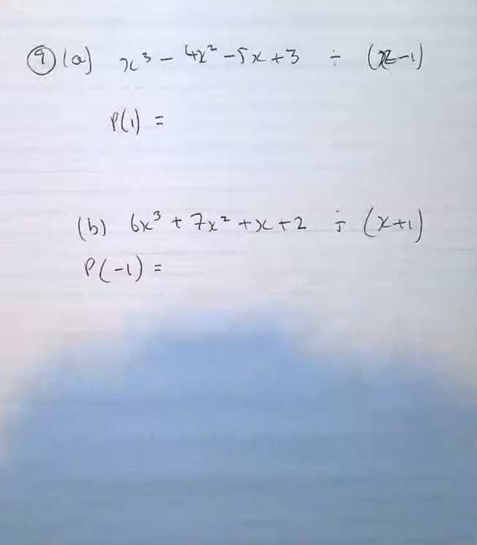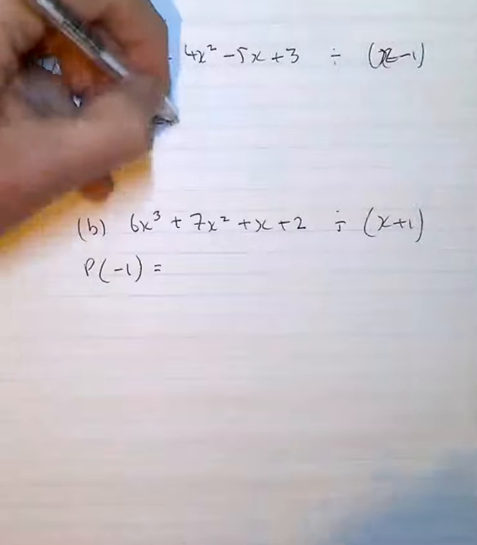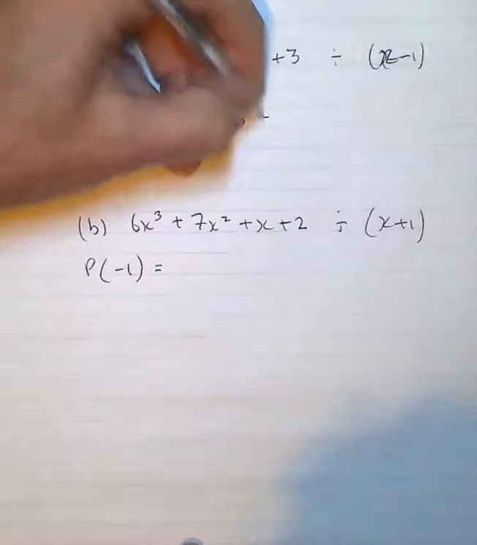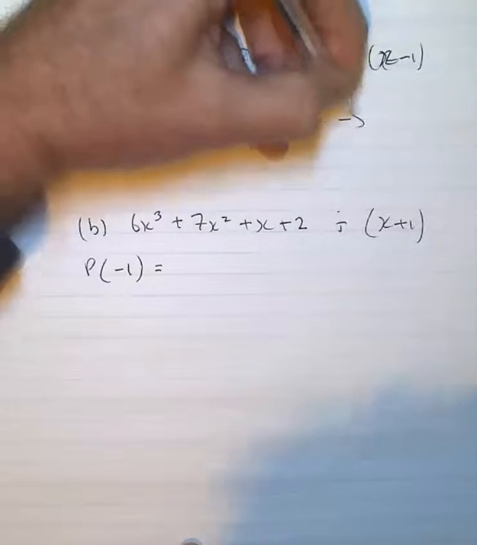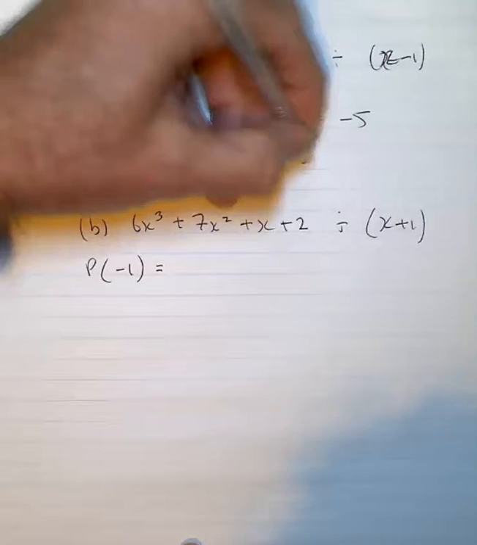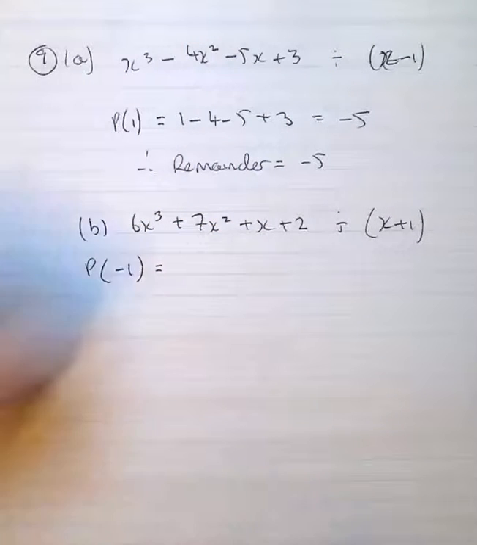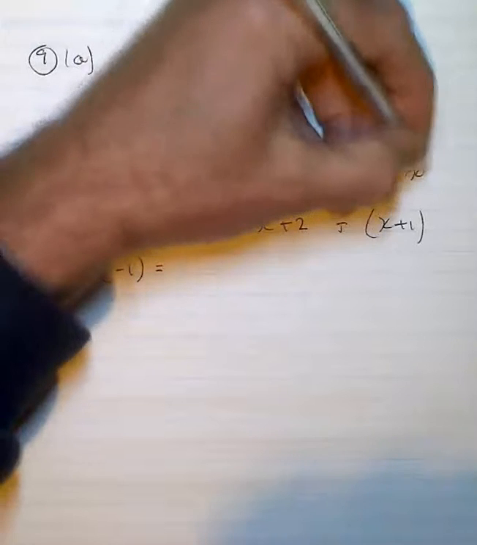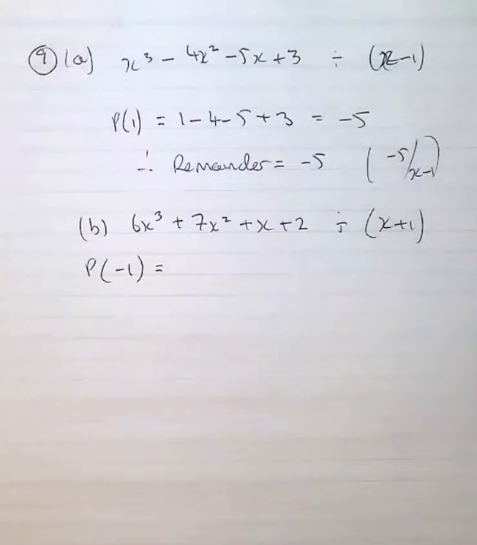In question 9, I'm making use of the remainder theorem, substituting in the testing factor in order to work out the remainder. Now in the first instance, plugging in 1 will give me -5. So therefore the remainder is equal to -5. I'm not required to write it as -5x minus 1 as my remainder there, if I want to write in that format.